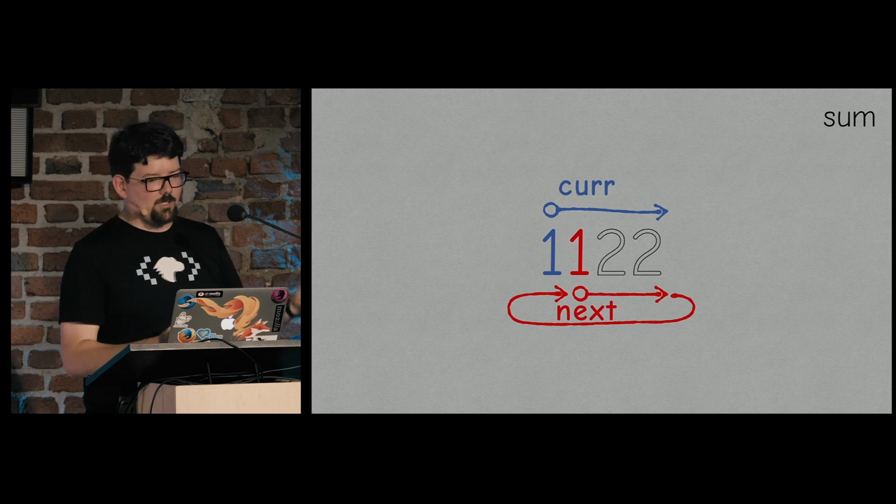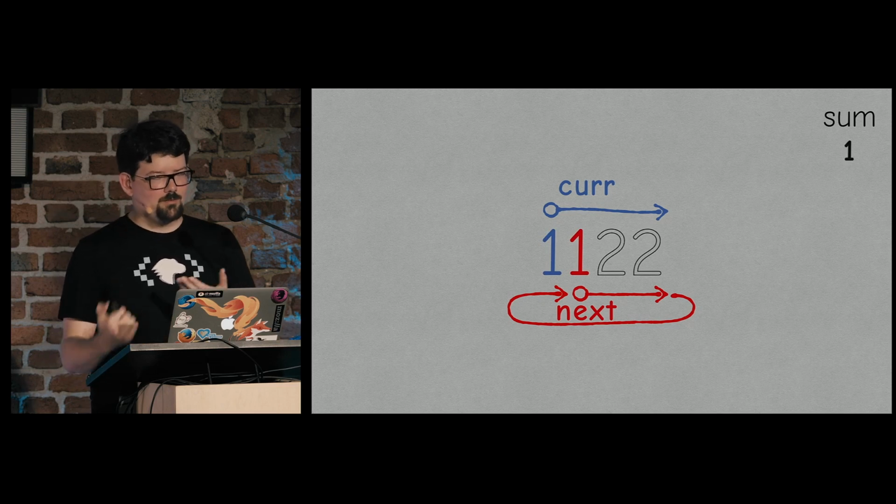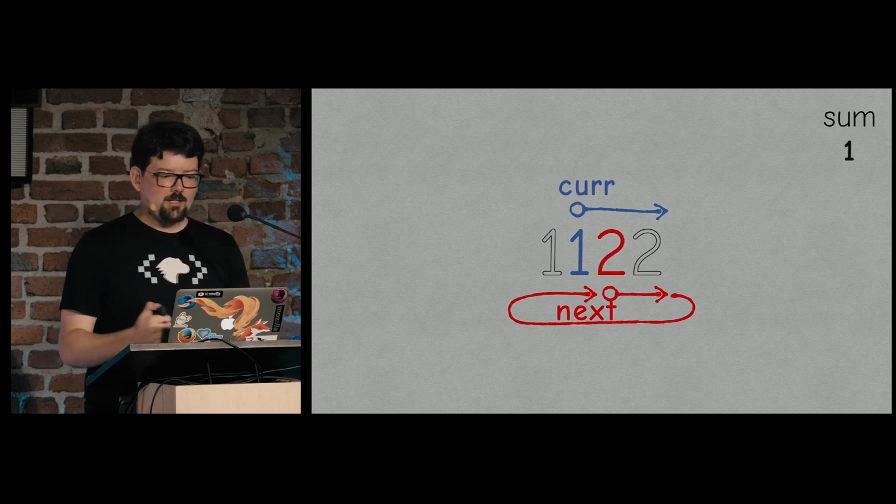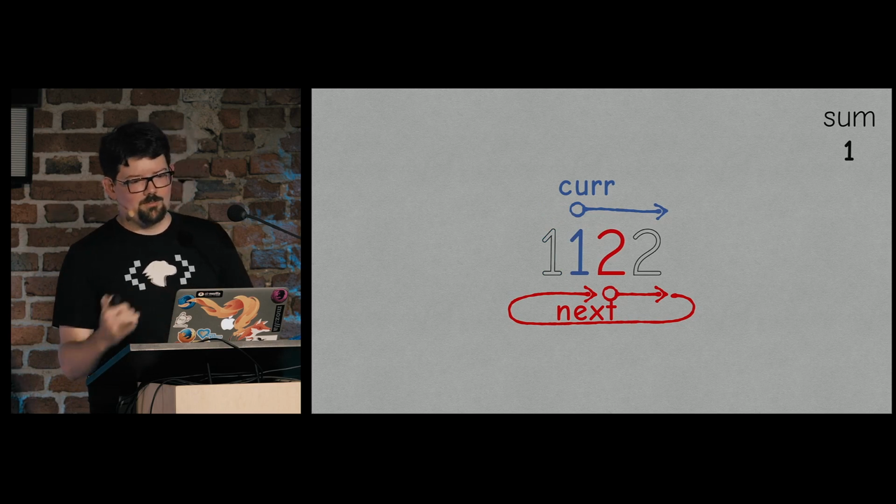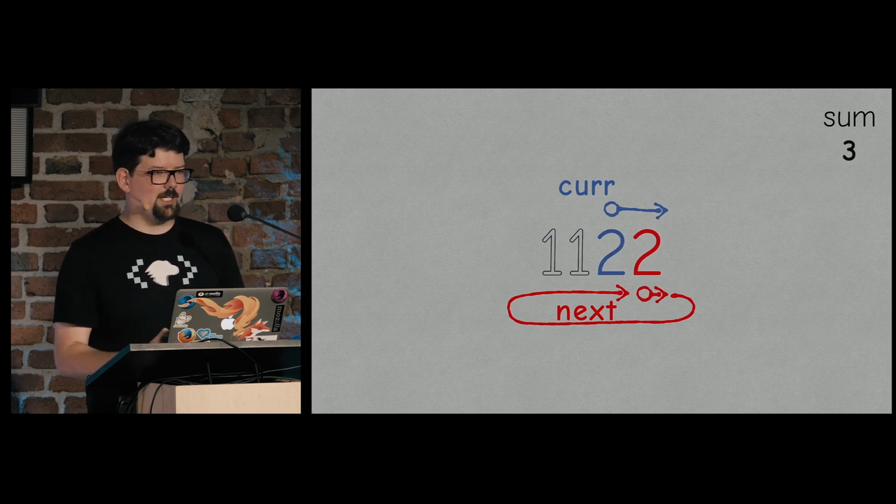So at first, we have 1 and 1. So we add a 1. Our sum is 1. Done. Next, we have 1 and 2. Nothing changes. Next, we have 2 and 2. We add that. Sum is 3.